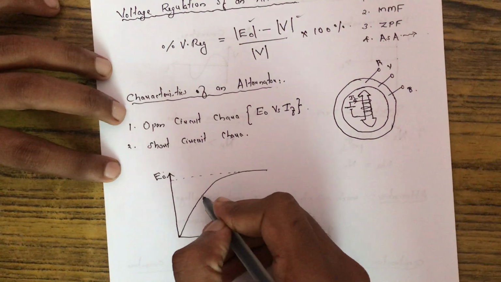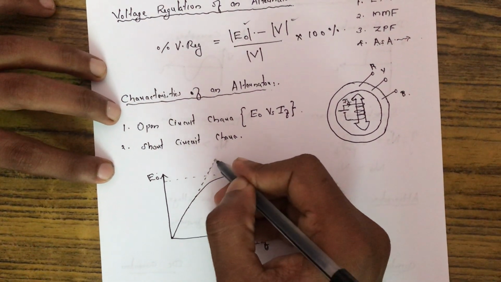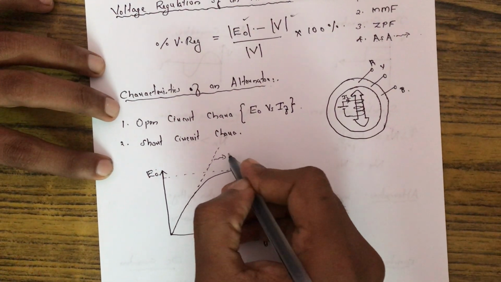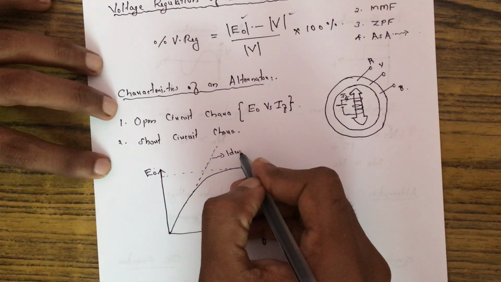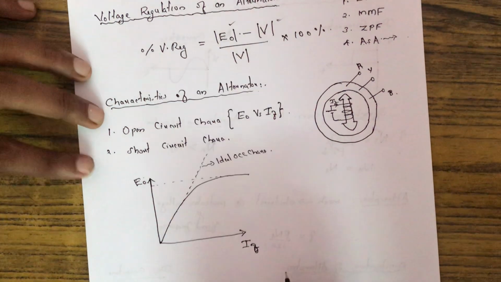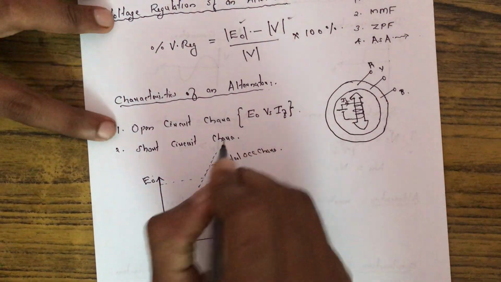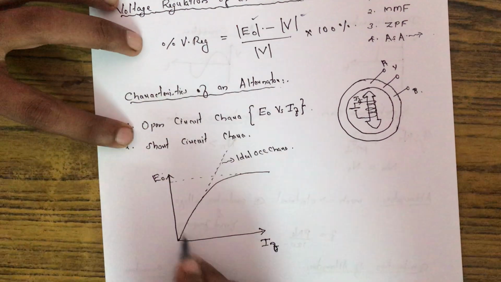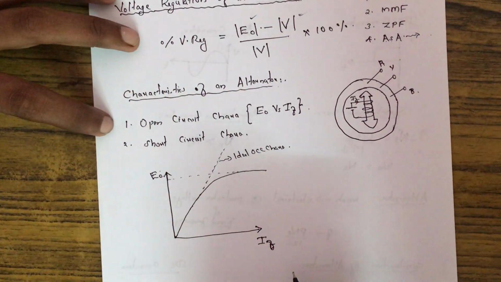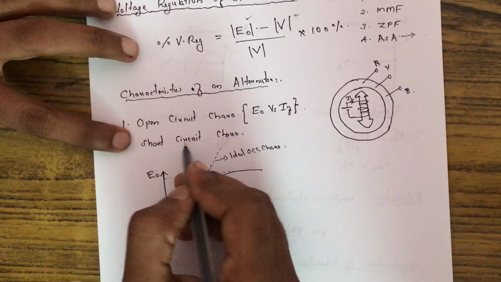So this I can write, this will be the ideal OCC curve. If there is no saturation, we can say it is the ideal OCC curve. So this will be the open circuit curve, and next I have to talk about the short circuit curve.